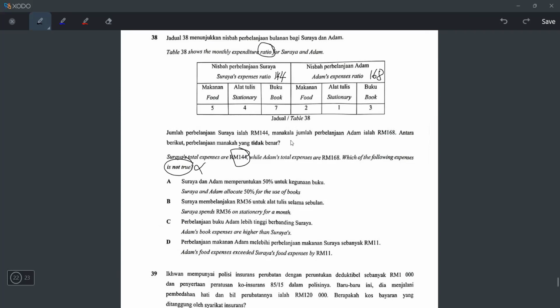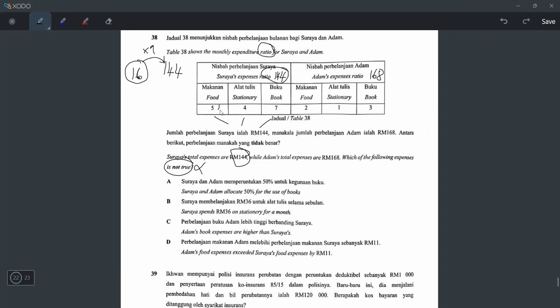Before I go to A, B, C, and D, I will find out the price of food, stationery, and books for Suraya first, because we know RM144 is the total expenses, and the ratio is 5, 4, 7. The total ratio is 5 plus 4 plus 7, which is 16. 144 is the total price, but 16 is the total ratio. To convert ratio to price, 144 divided by 16 is 9, so I multiply by 9.